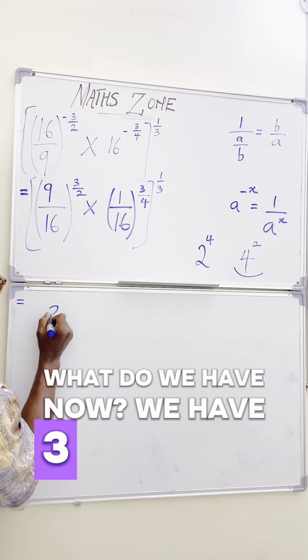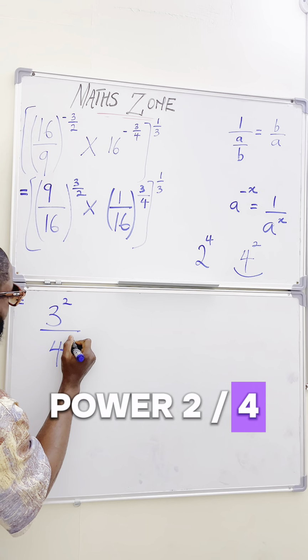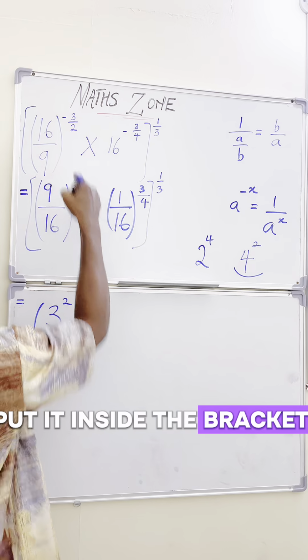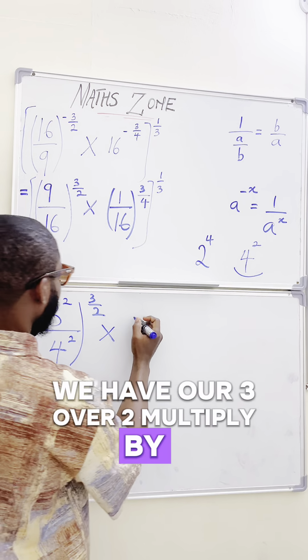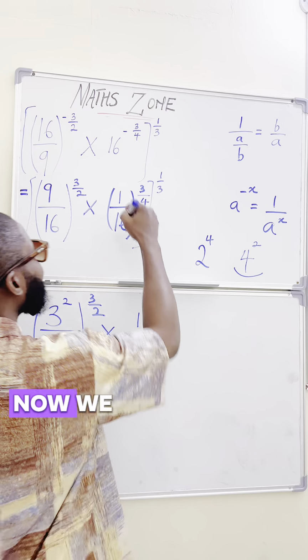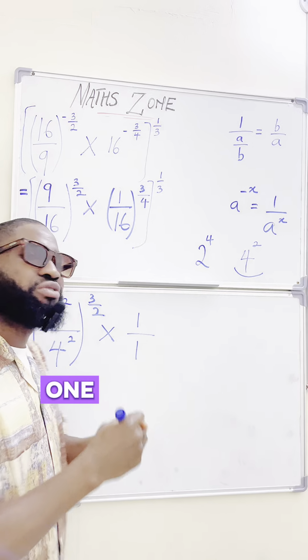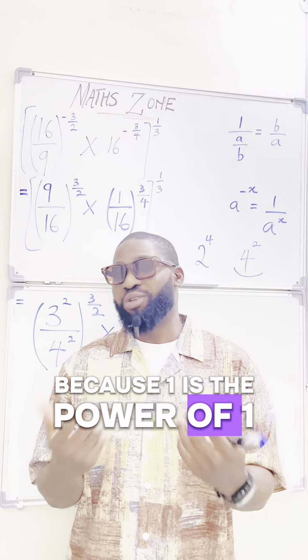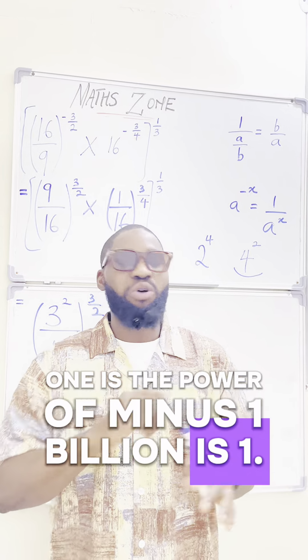What do we have now? We have 3 raised to the power of 2 divided by 4 raised to the power of 2, put inside the bracket. Then we have our 3 over 2 multiplied by 1 over 16. Now we can actually change this 1 to 1 raised to the power of 4. 1 raised to the power of any number is 1. In fact, 1 raised to the power of 1 million is 1, 1 raised to the power of minus 1 billion is 1. 1 raised to the power of anything is 1.